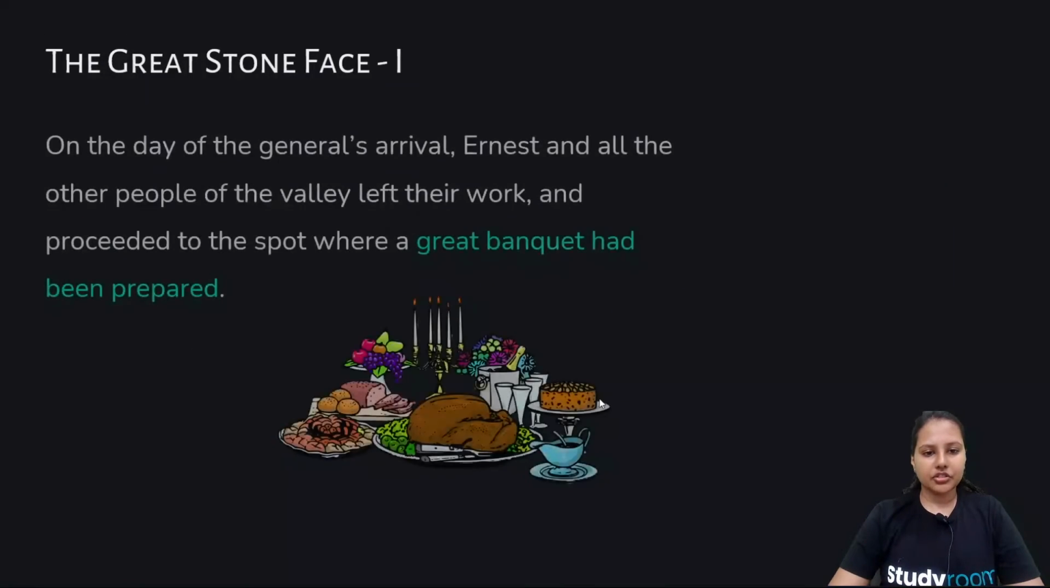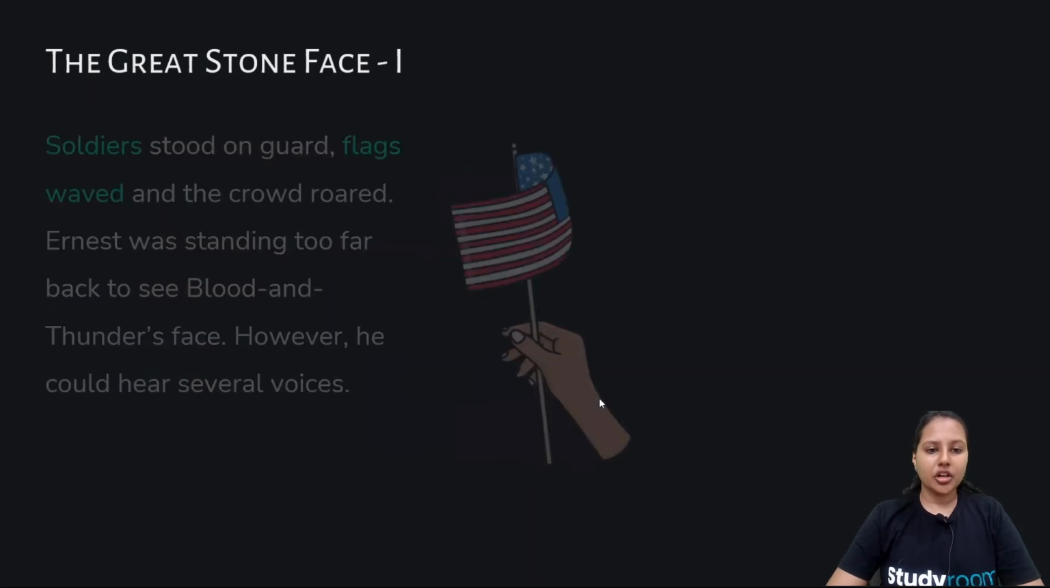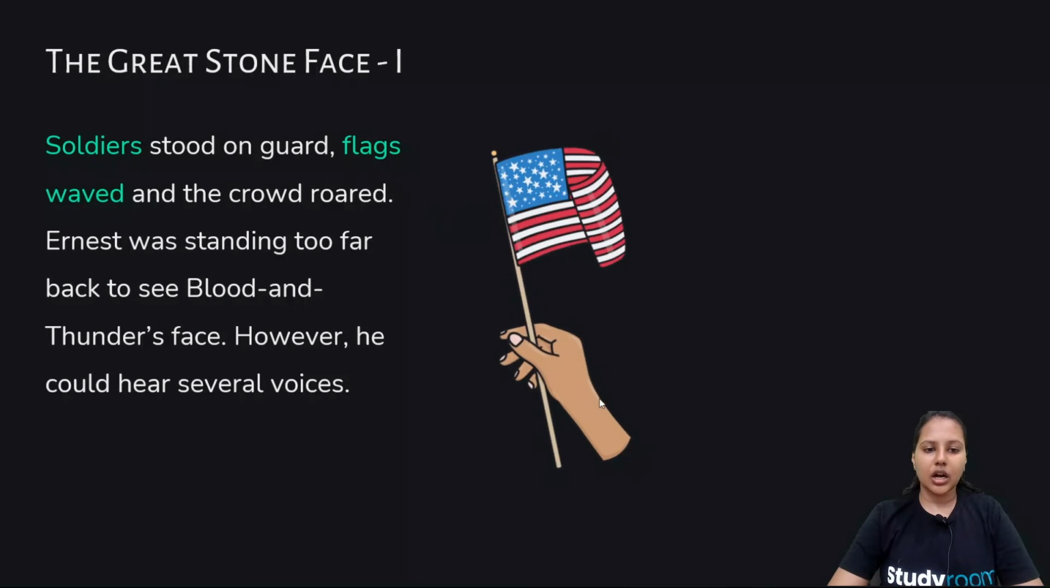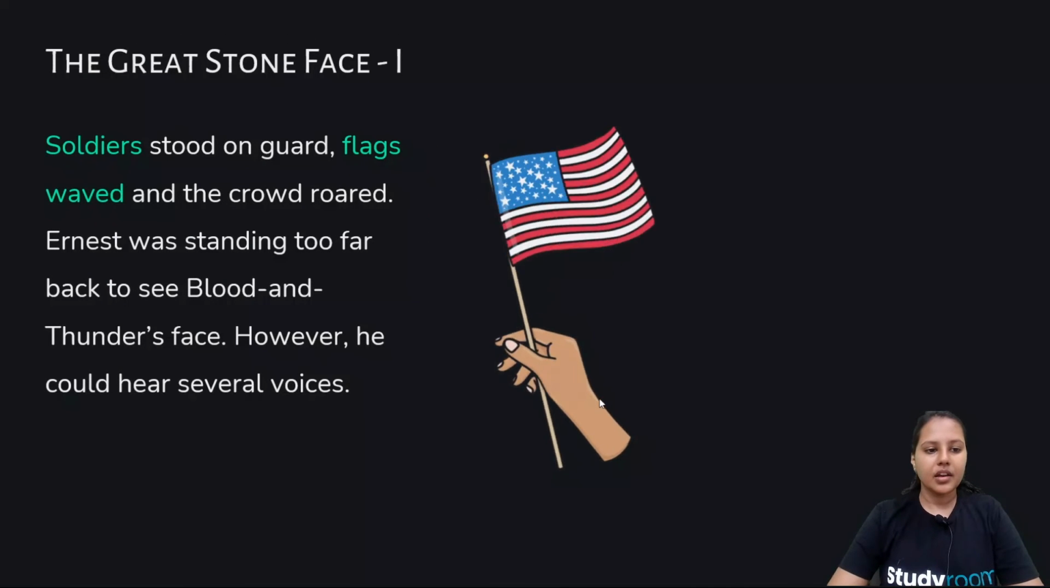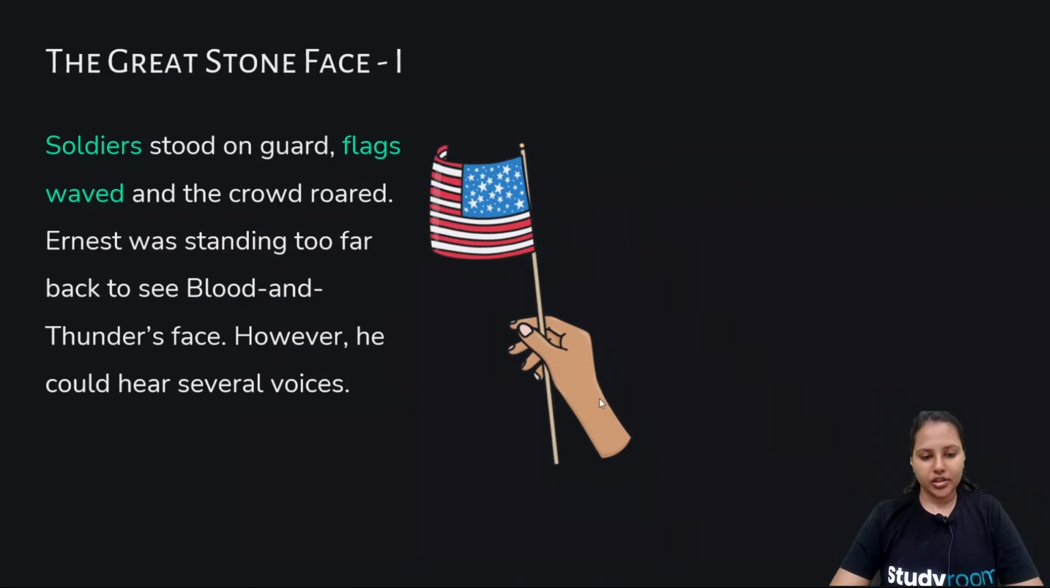On the day of the general's arrival, Ernest and all the other people of the valley left their work and proceeded to the spot where a great banquet had been prepared. So when the commander came, first he came on chariots and horses. Now when he's coming, there's this whole banquet hall booked, with food and everything, a feast. Soldiers stood on guard, flags waved and the crowd roared. This is because they are honoring him. Ernest was standing too far back to see Blood and Thunder's face. However, he could hear several voices.